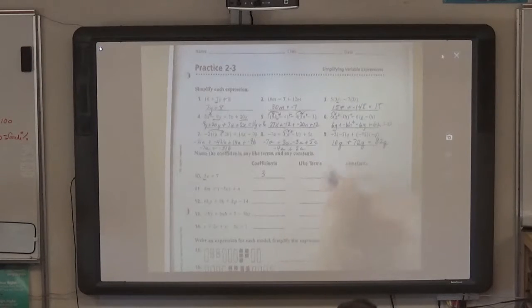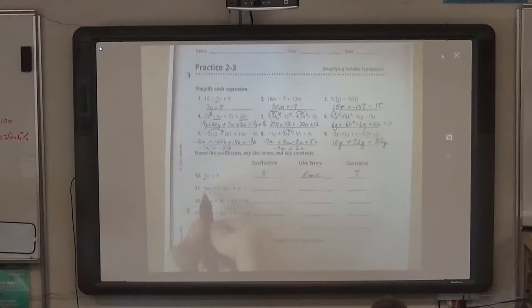The like terms, none. Constants. 7 is called a constant, because it doesn't mean anything else but positive 7. It doesn't mean 7 n's, it doesn't mean 7 x's, it doesn't mean 7 a's. It just means the number 7.